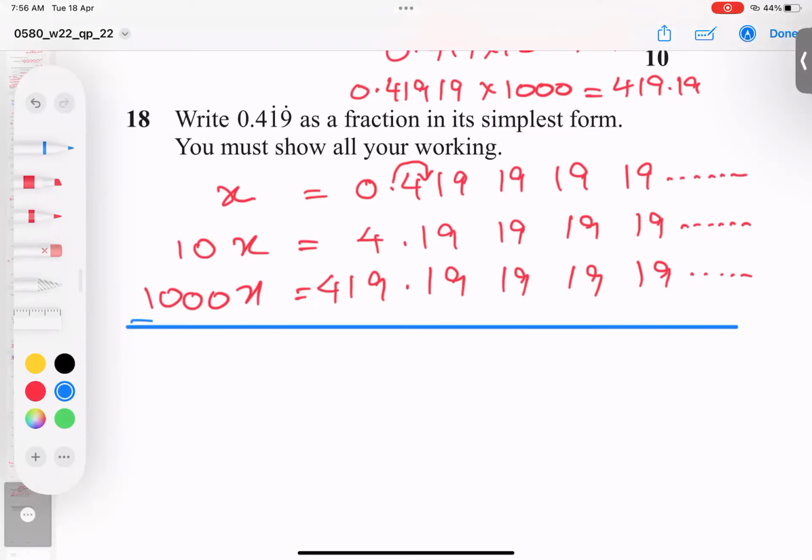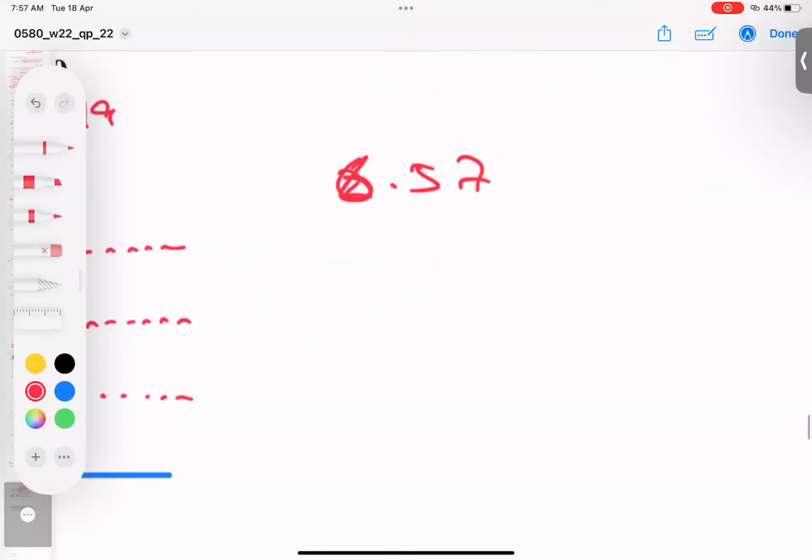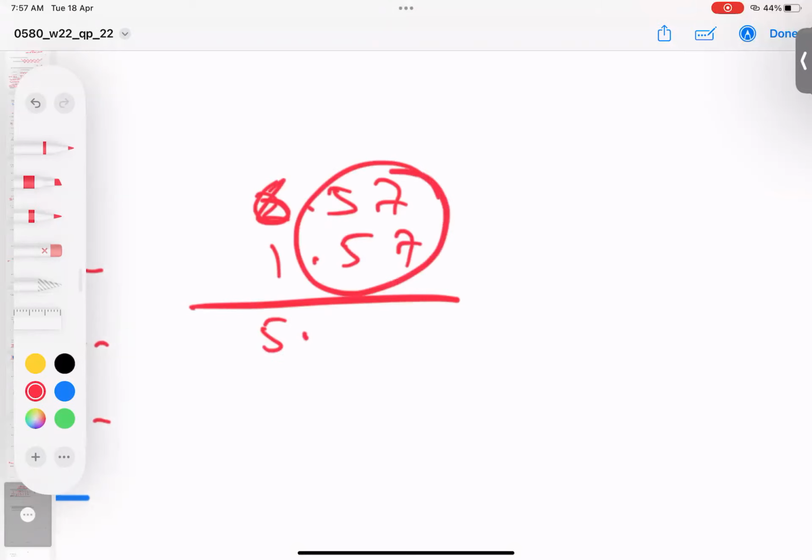And now I will subtract them. When I subtract them, for your knowledge, it is very interesting. Let me make it easy: 6.57 and 1.57. If you subtract, you get 5 only, and the repeating part will cancel out. You can type it in a calculator, they will cancel out. So it means 5.0.